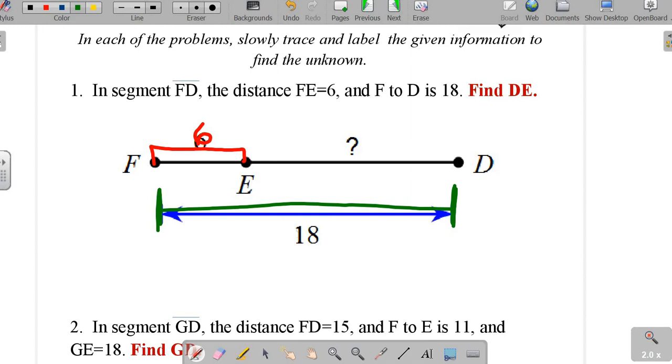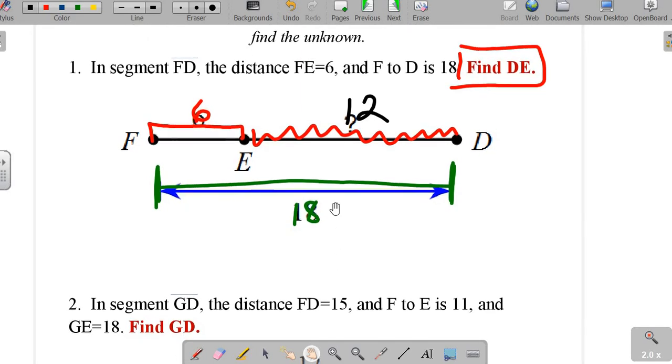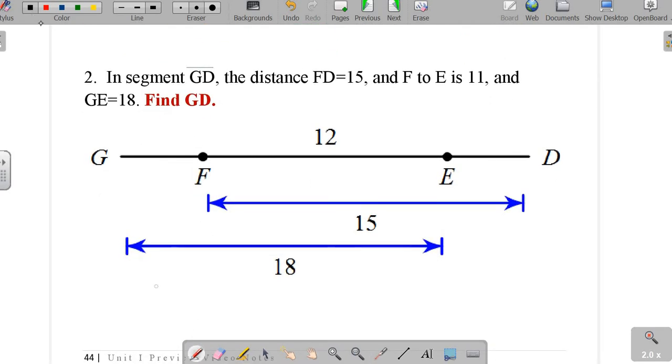The distance F to D is 18. We're being asked to find D to E. You have 10 seconds. And of course it's 12, because your brain physically processed that 18 is physically longer than 6, and therefore you simply subtract. Down here we need to correct a little typo before we move on. This says it's 11 but F to E is actually 12. So fix that typo.